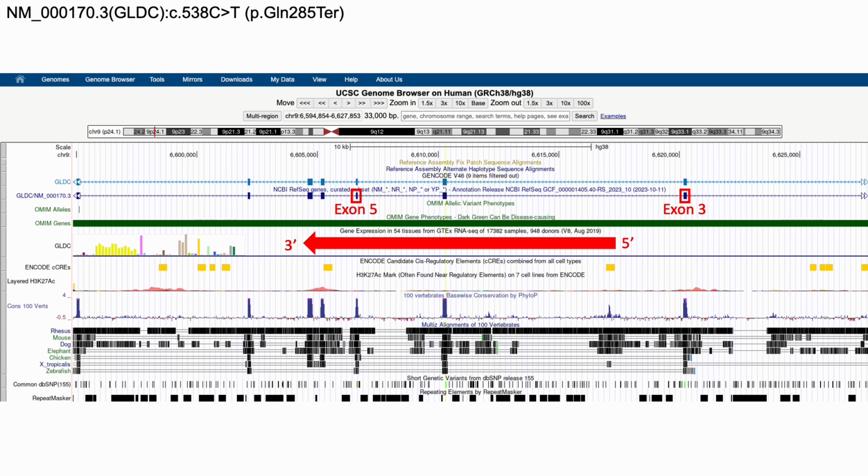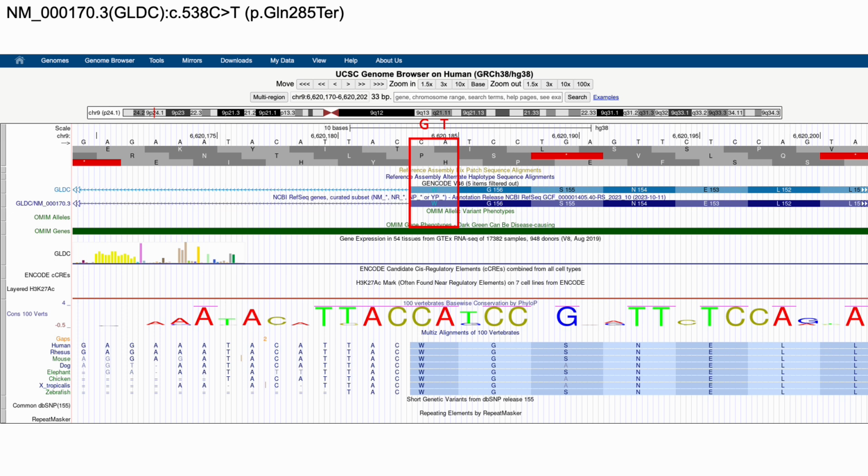Keep in mind that the transcript is read from right to left on the screen, so 5' to 3'. Therefore, exon 3 is on the right and exon 5 is on the left side of the screen. If we look at the 3' end of exon 3, we see this tryptophan codon, which is partially coded for in exon 3 and continued on into exon 4. This is the codon that will join with exon 5 to form a new codon if exon 4 is skipped.